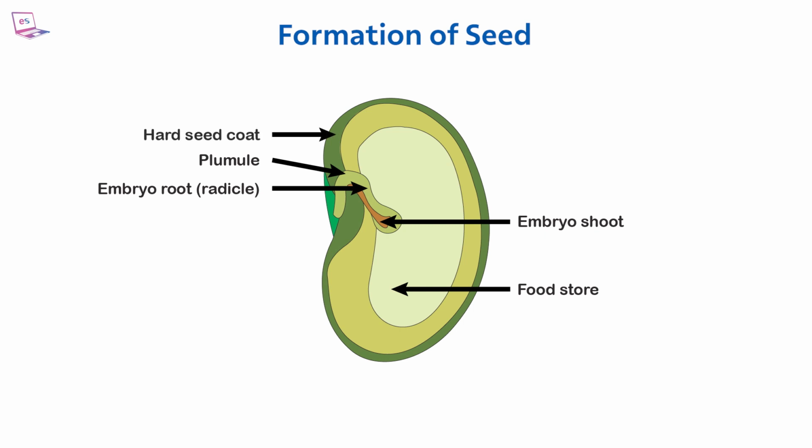Hard seed coat. It serves as the protective layer for the zygote. It provides insulation and protection against fluctuations in temperature and humidity in the surrounding environment. Embryo plant. It is the inactive infant plant present in every seed.